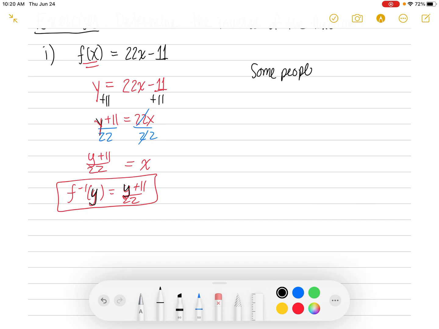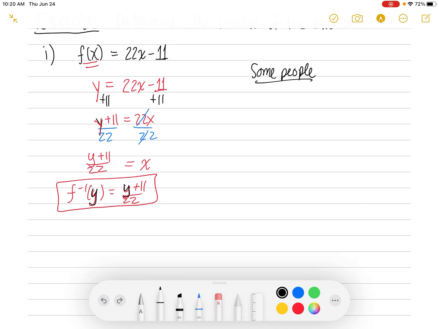That's the inverse function. Now, there are some people, they just don't like the idea of having y here as the input. So there are some people that will go ahead and rewrite this as f inverse of x equals x plus 11 over 22. You can do that if you want. You can make the input x, but y and x are just kind of dummy variables here, but I'm not going to be doing that. I'm just going to leave it as y for now.